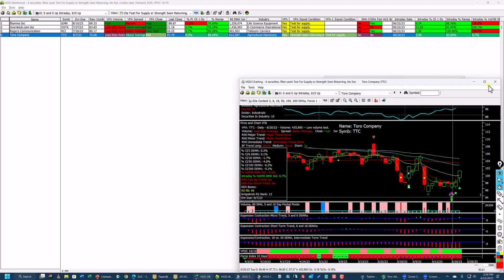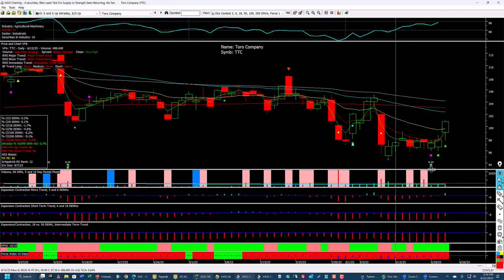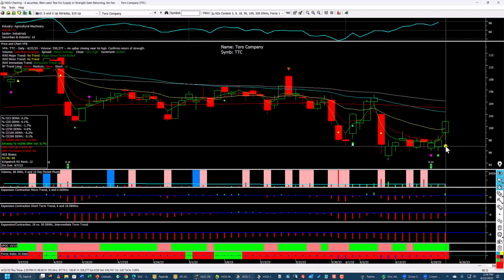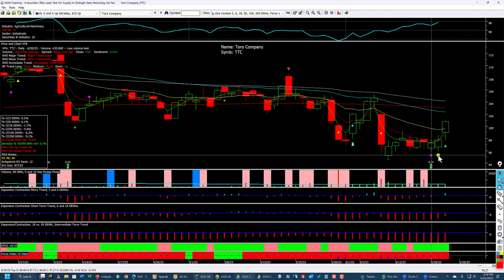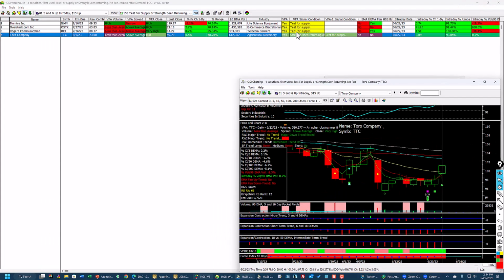Here we go. Let's make it bigger. Let's zoom in on it. Okay, here's your dividend day. Right here is strength seen returning after that, and then today it's moving up. Here was your test, which showed up in the warehouse, and then a strength seen returning and a nice move up today. Here they are right here. Strength seen returning yesterday and test for supply the day before.